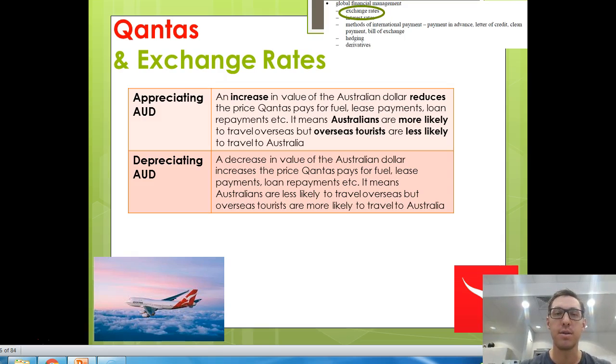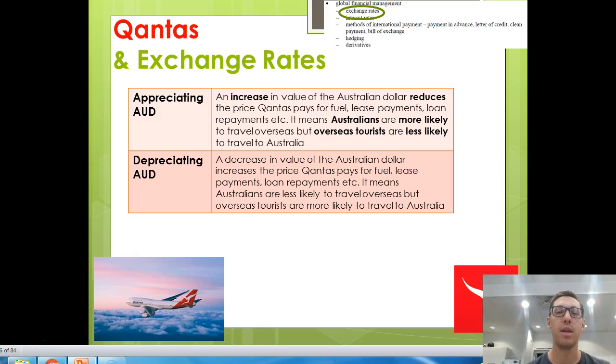On the other side, though, it does mean Australians are more likely to travel overseas, but one of their major markets, overseas tourists, are less likely to travel to Australia because they're not going to get as good an exchange rate for their currency when they change it back to Australian dollars.